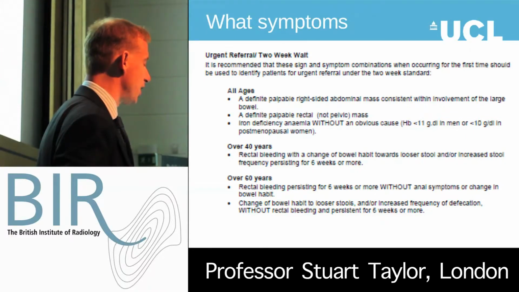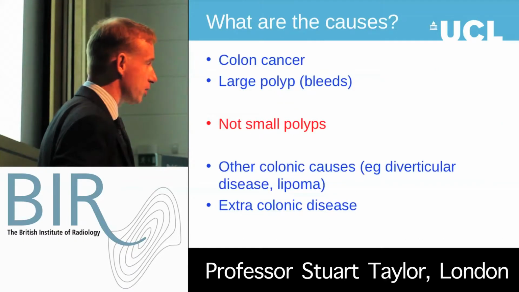So the causes are clearly colon cancer. A large polyp may cause symptoms because it can bleed, but it's not small polyps. So our target, the 6 to 9 millimetre polyps, don't matter in the symptomatic patients because they're not going to cause the symptoms. So we don't have to worry about them if you don't see them. And of course we can see other causes, benign disease, extracolonic disease.